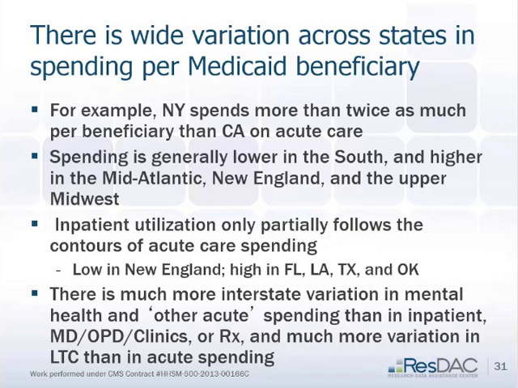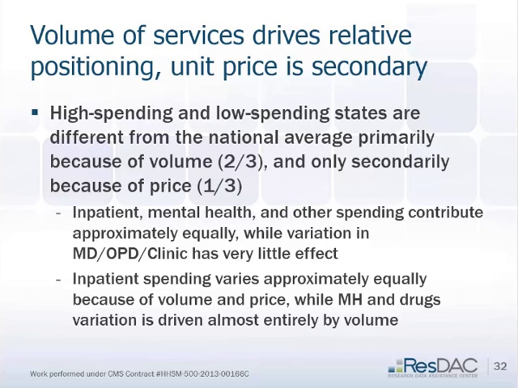New York spends about twice as much as California, for example. We found significant regional variations. But inpatient utilization is much less of a story here. And there are a lot of other spending categories that are important in Medicaid, which do have large amounts of variation in them. Volume is more important than price. There are some price effects, but volume counts for two-thirds of the variation in the Medicaid level.